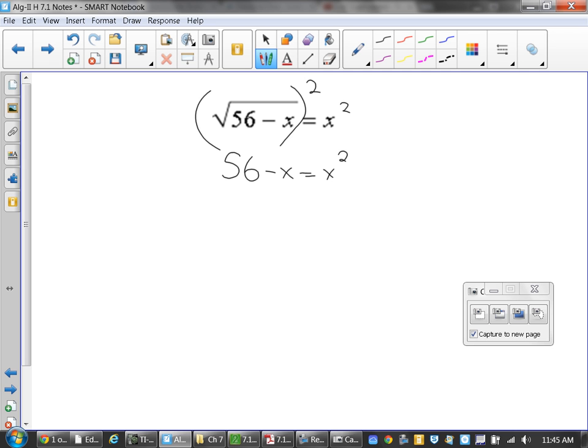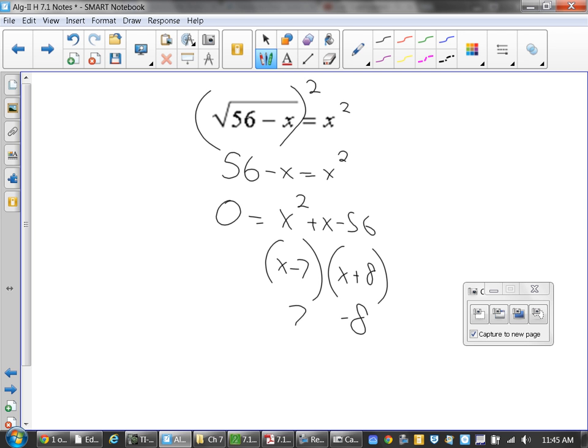Set it equal to 0 and factor. So we set it equal to 0. We get 0 is x squared plus x minus 56. 7 and 8, but it will be negative 7 and 8. So our zeros are 7 and negative 8.